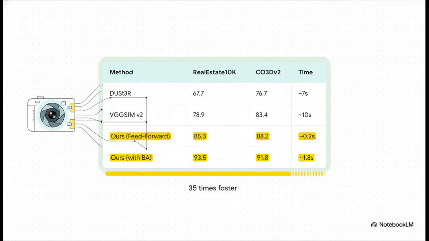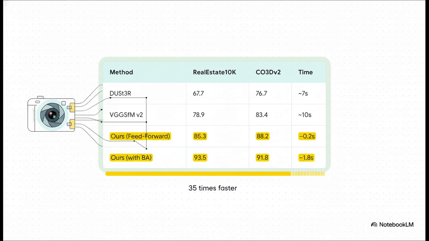Focus on that hours feed-forward row. On the Real Estate 10K dataset, it hits a score of 85.3. That doesn't just beat DSTR3, it leaves it in the dust. And it even beats the slow, optimization-based VGSFM. Now, look at the time column. The others are taking 7-10 seconds. VGGT, 0.2 seconds. It's not just better, it's over 35 times faster.